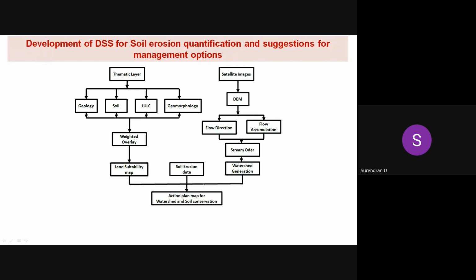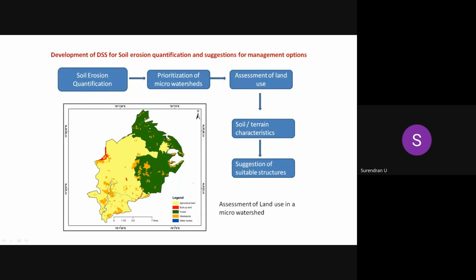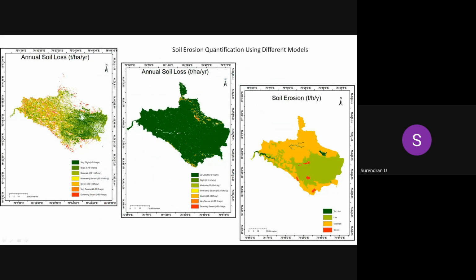After that, what actions you have to do, like which type of watershed management you have to do, we have come out with that. So soil erosion will be quantified, then prioritization of micro watersheds based on the land use, then soil and terrain characteristics, we will be suggesting the suitable structures. So this is actually initially for validation. This paper was also recently published. We used different models, and based on that we computed it, and the same has been evaluated in the field also using multi-slot devices, and then calibrated and validated the models.